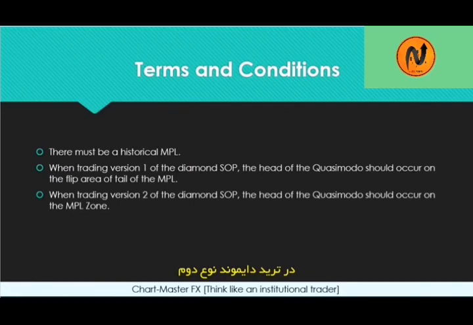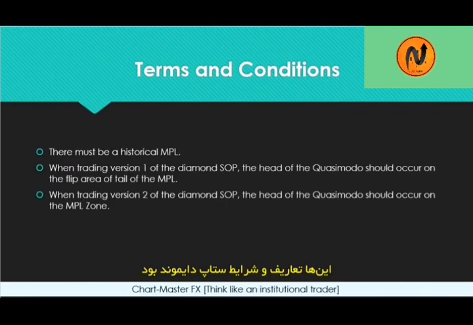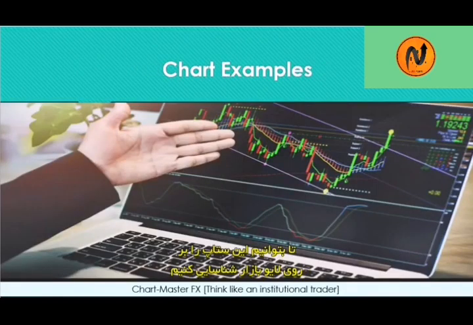And when trading version number 2 of the diamond SOP, the head of the Quasimodo should occur on the MPL zone. That's the critical condition that I was telling you about. So these are, guys, the terms and conditions of the diamond setup. So let's go straight to the chart examples, so that you can be able to spot these things in the live market.